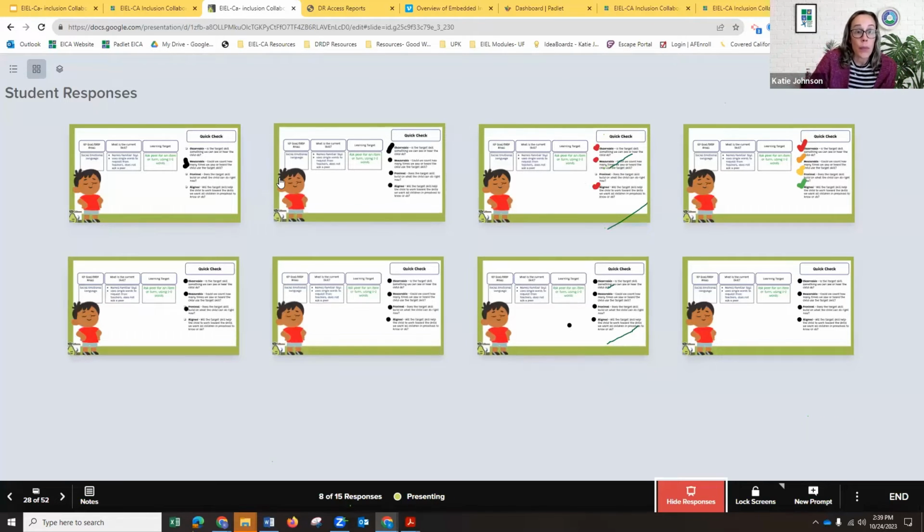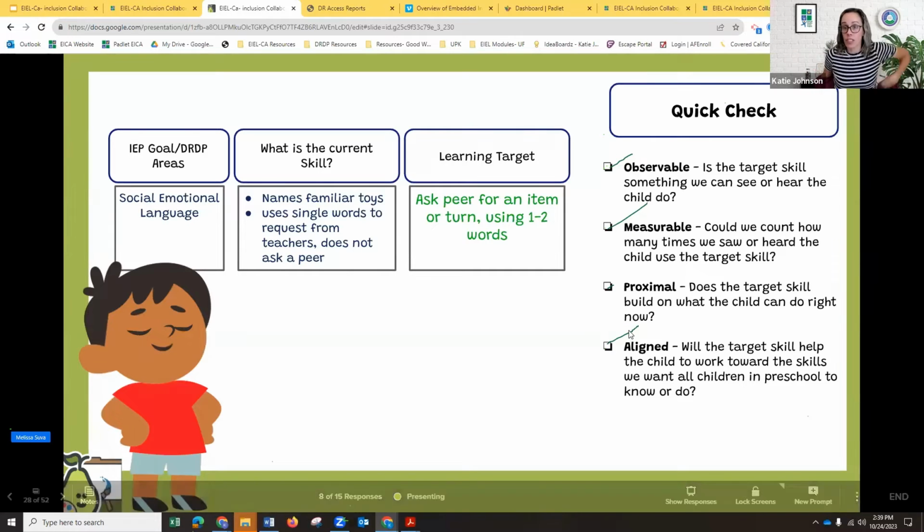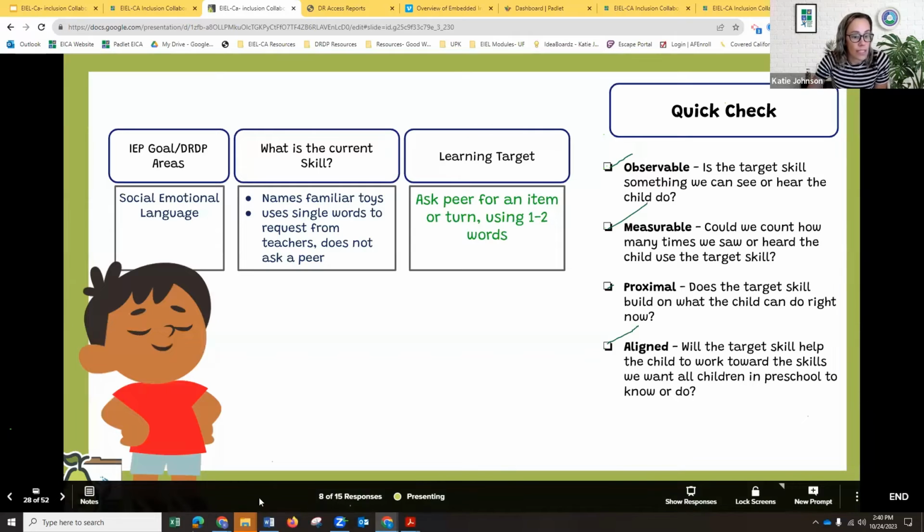Love it. So the point here is with those targets, when we create a target, we want it to be observable, measurable, proximal, and aligned. It's super important to think about this aligned piece, because we may have a parent who wants to work on this skill, and it may not be aligned, or an IEP goal that works on a certain skill that may not be aligned with what we want all children to do. So it's something we can definitely work through and towards.